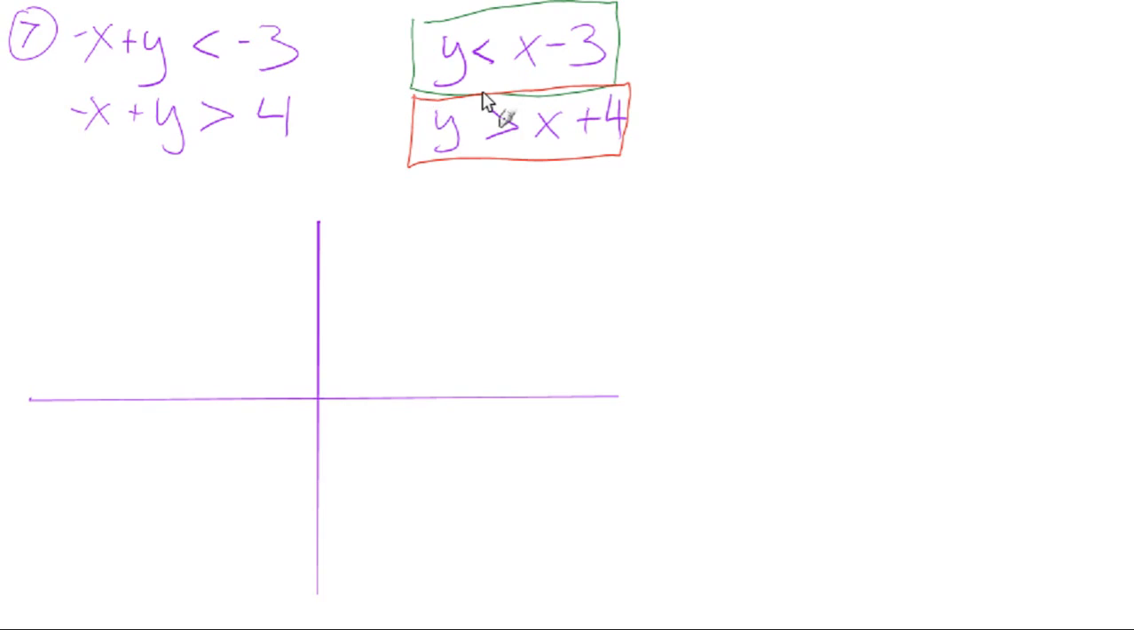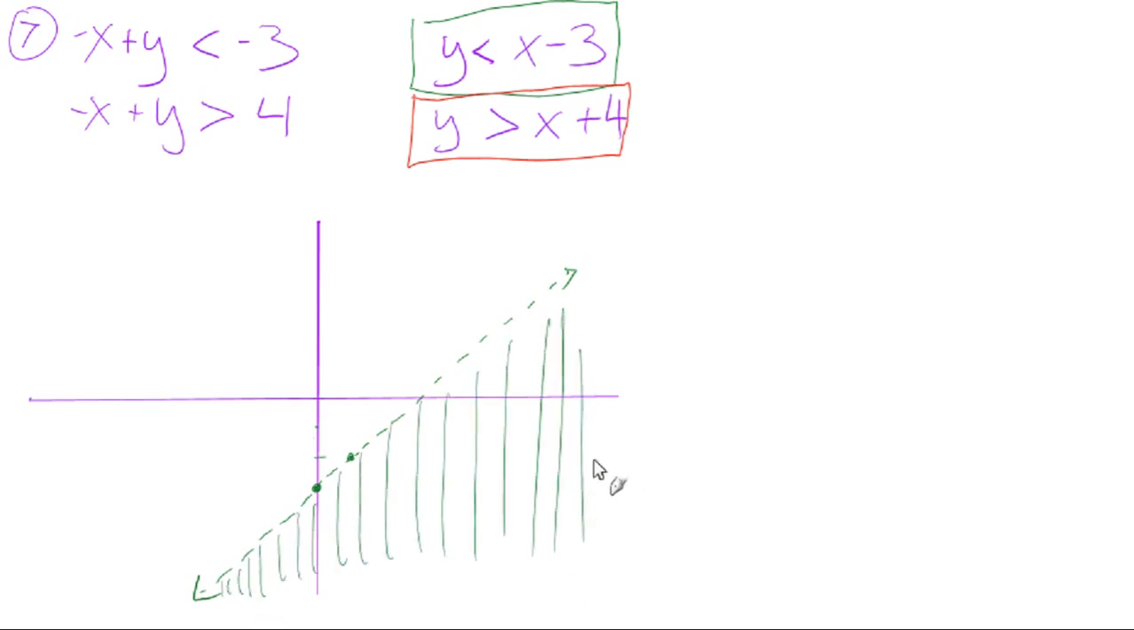Okay. So we'll graph the green one first. We've got our slope-intercept form. Y-intercept is at -3. So there, and our slope is a positive 1, so up 1 and to the right 1. And it's less than, so it needs to be a dotted line. It's not less than or equal to, it's just less than. Okay, and we need to shade below, because y is less than. We need y values that are less than the y values on the line. And so those values would be below.